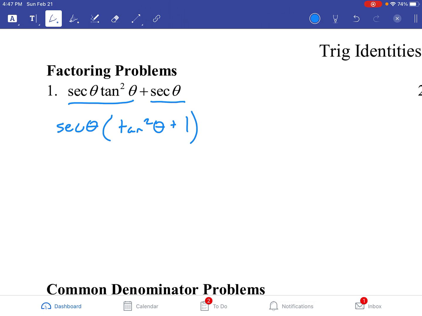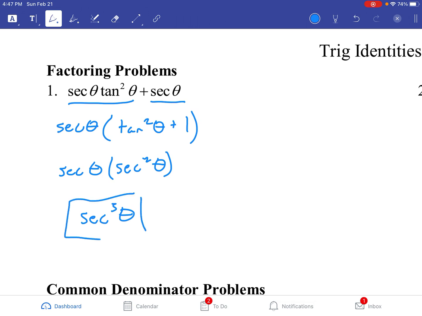This also shows us that with tangent squared plus 1, we have a trig identity, a Pythagorean identity. And tangent squared plus 1 is also equal to secant squared, times secant squared, or just secant, sorry. If we multiply through this, you're going to get secant cubed theta, and that would be your answer.